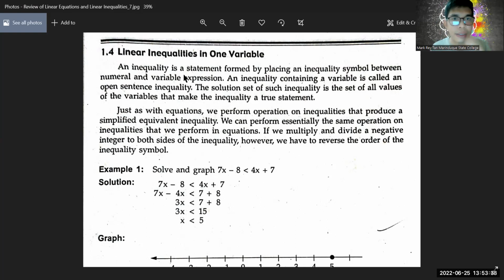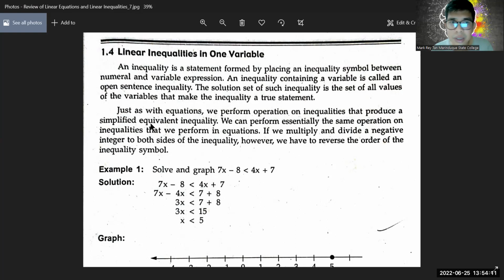An inequality is a statement formed by placing an inequality symbol between numeral and variable expression. An inequality containing a variable is called an open sentence inequality. And the solution set of such inequality is the set of all values of the variables that make the inequality a true statement. Ayan, sige, it would all make sense a little later once we discuss the problems and the examples.